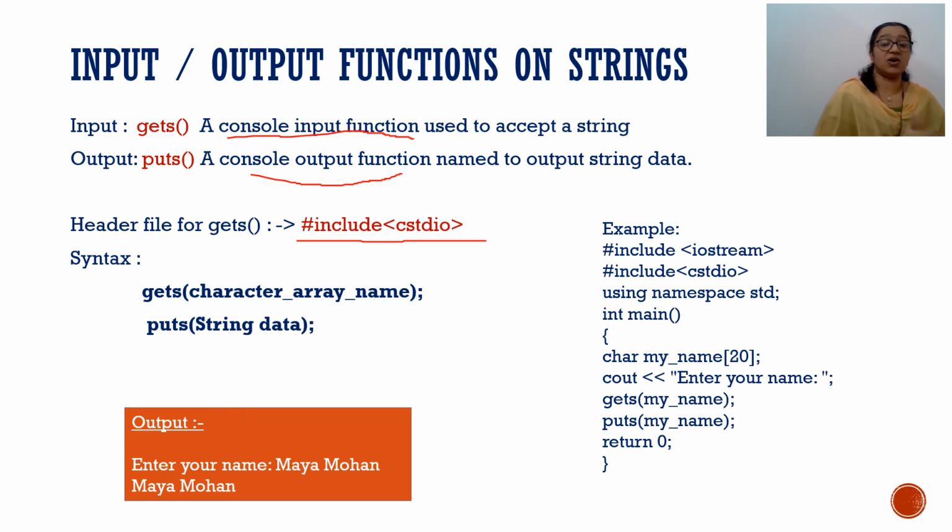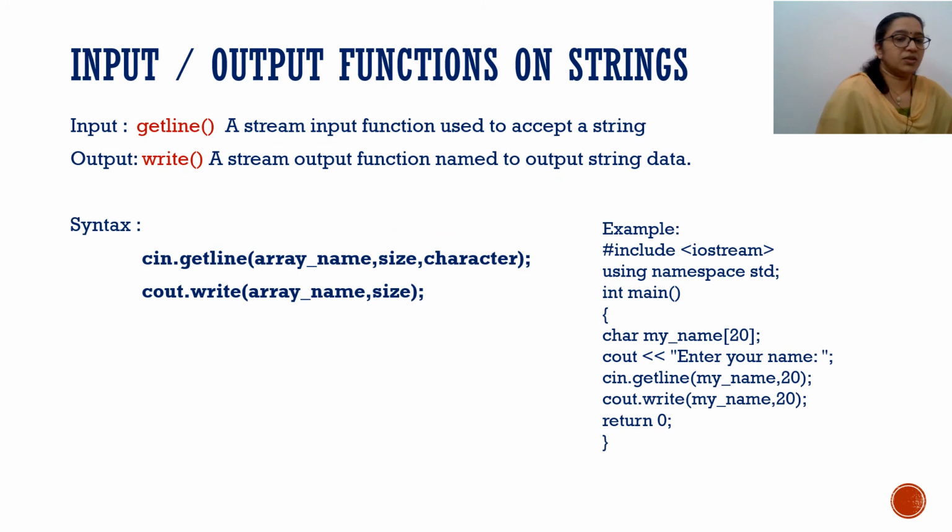So these are the functions used on strings. These are the console functions. Some stream functions are also there in the iostream functions, that is getline and write. So there are some stream functions. Stream functions means inside that iostream header file itself, there are some functions for accepting a string and displaying the string with spaces. So the first, just see the example here, the syntax here.